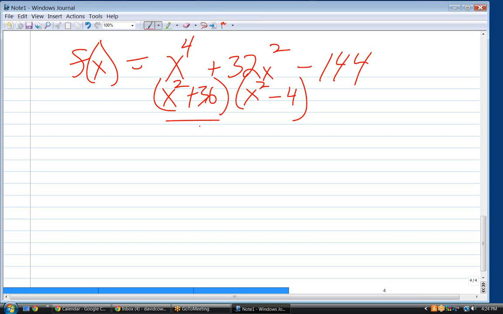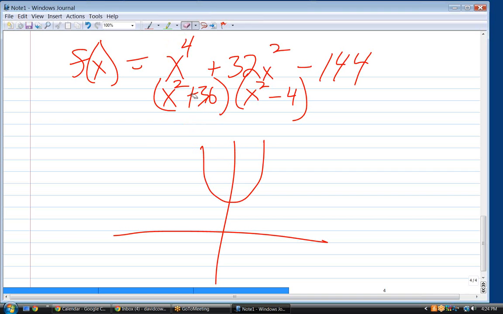Is this going to give me any zeros? No, that is an irreducible quadratic. If I were to graph that, it would look like this, and it does not cross the x-axis. By graphing that, I mean just this part here. If it does not cross the x-axis, then it does not have any real zeros, this part. This part over here does.